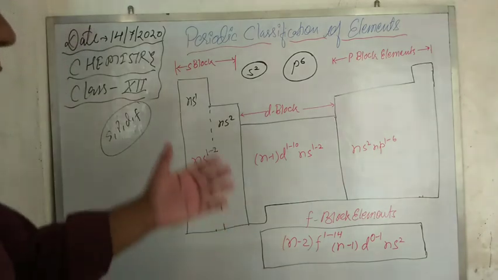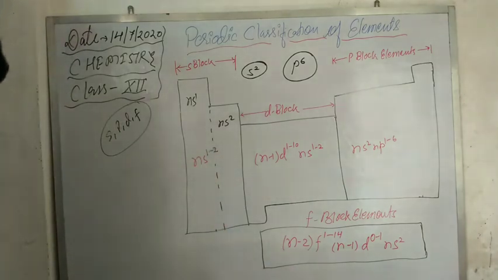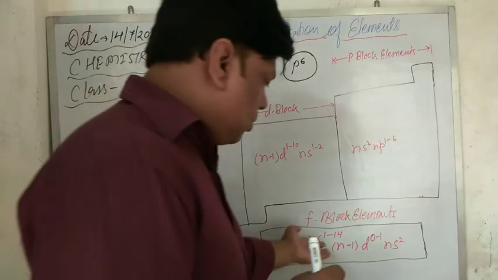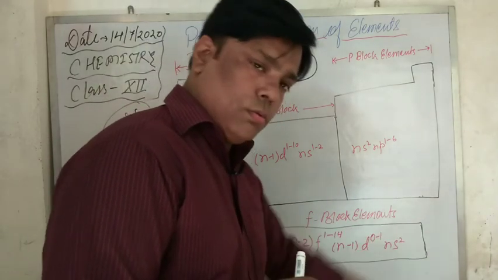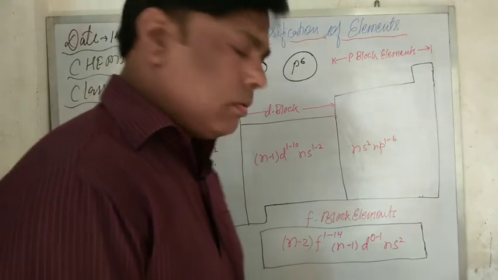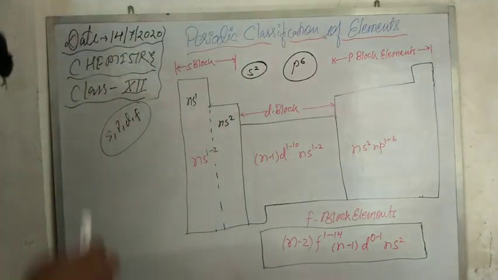Now F block elements. In this block of the periodic table, the last electron fills in the (n-2) F subshell, which is also called the antepenultimate shell. The general configuration is (n-2)f1 to 14 (n-1)d0 to 1 ns2.